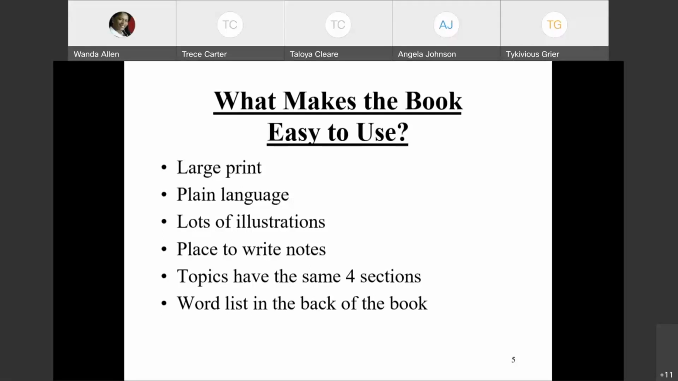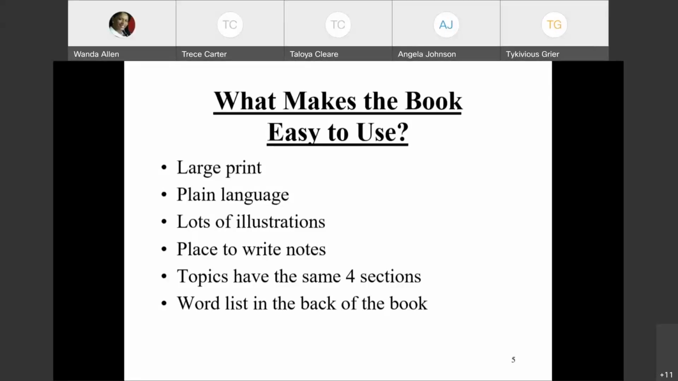Also note that each section has topics divided into 4 sections. You have the what is it section, the did you know section, and then the what can I do section located in the book, as well as the when should I get help section. So you want to familiarize your participants with the 4 sections for each topic area.